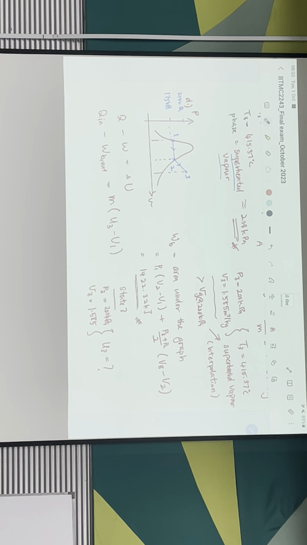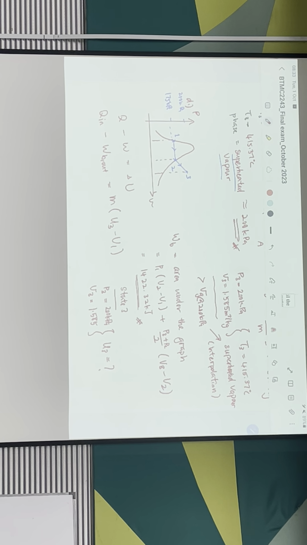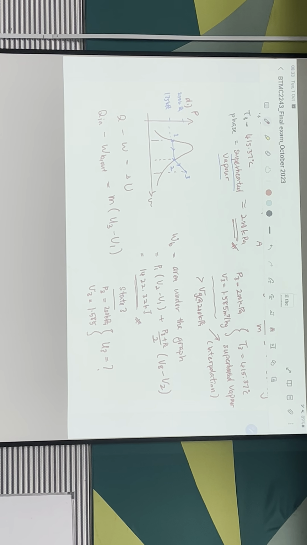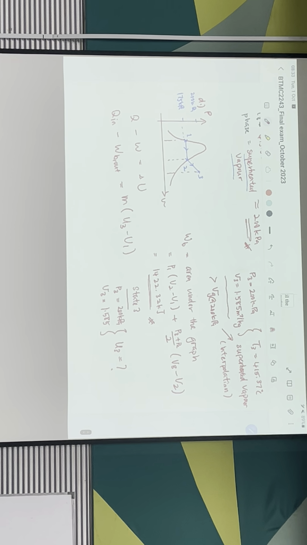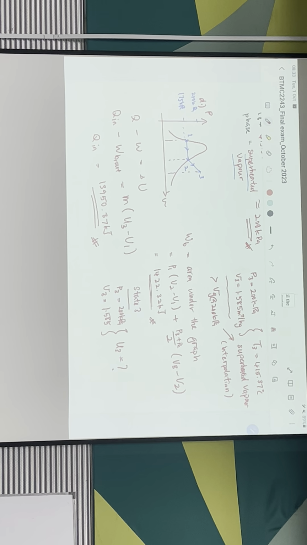Okay, so you found U3. U1, part A already asked you to find, so you do have the value in part A. So then now we have everything, then you can find Q in. So this should be the answer. Just sub everything in, then you can get Q in.